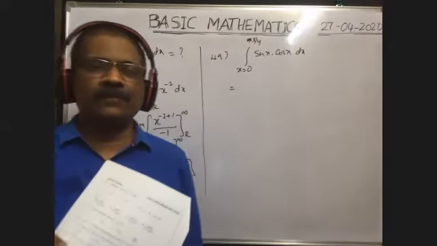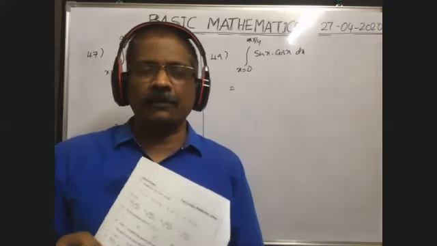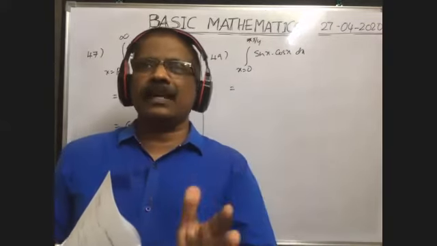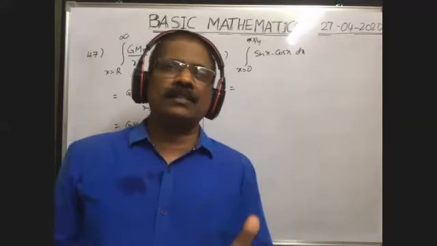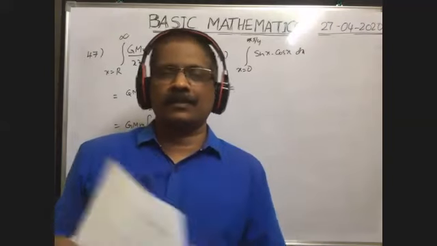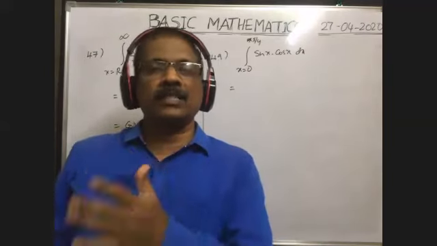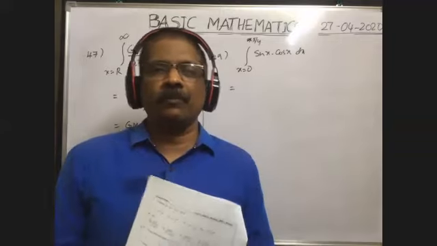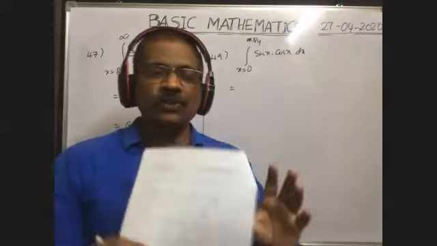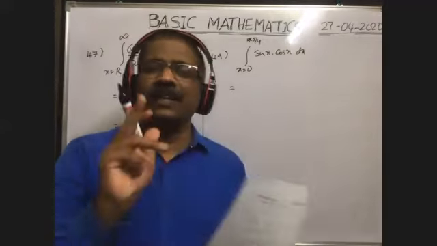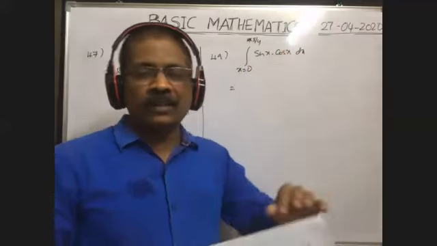Directly, the integral of sin x cos x dx value is not there. Suppose if you are having the integral of sin x dx, then we can write minus cos x. If you are having the integral of cos x dx, we can write sin x. Or the integral of cos 2x, we can write sin 2x by 2. But we don't have the integral of sin x cos x directly. We have to change sin x cos x into a single function. There are two terms, sin x and cos x. We have to write in a single term.